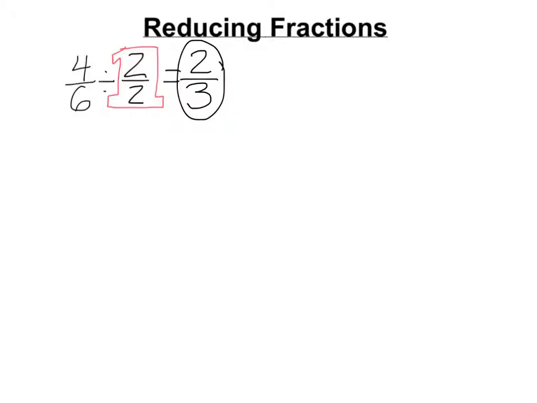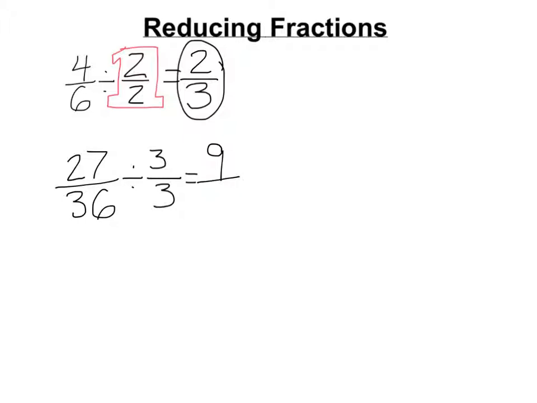Trying something a little bit more complicated, let's say we have 27 over 36. Well, if you can't see what fraction would completely reduce it right away, start with something. So maybe we see that 3 goes into both of these. So let's divide by 3 over 3. 27 divided by 3 is 9, and 36 divided by 3 is 12.